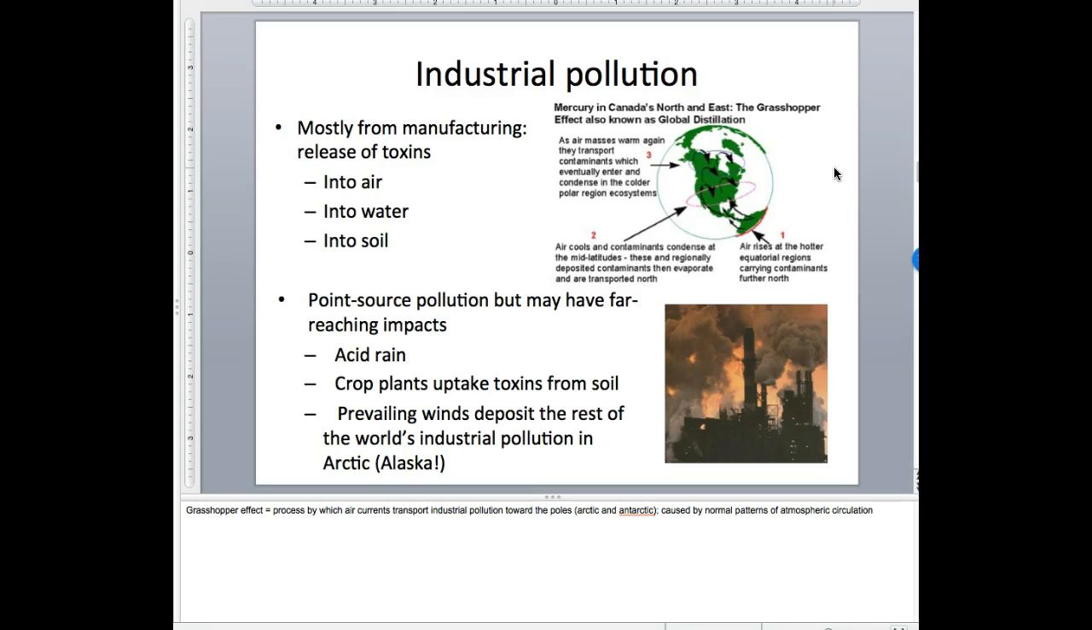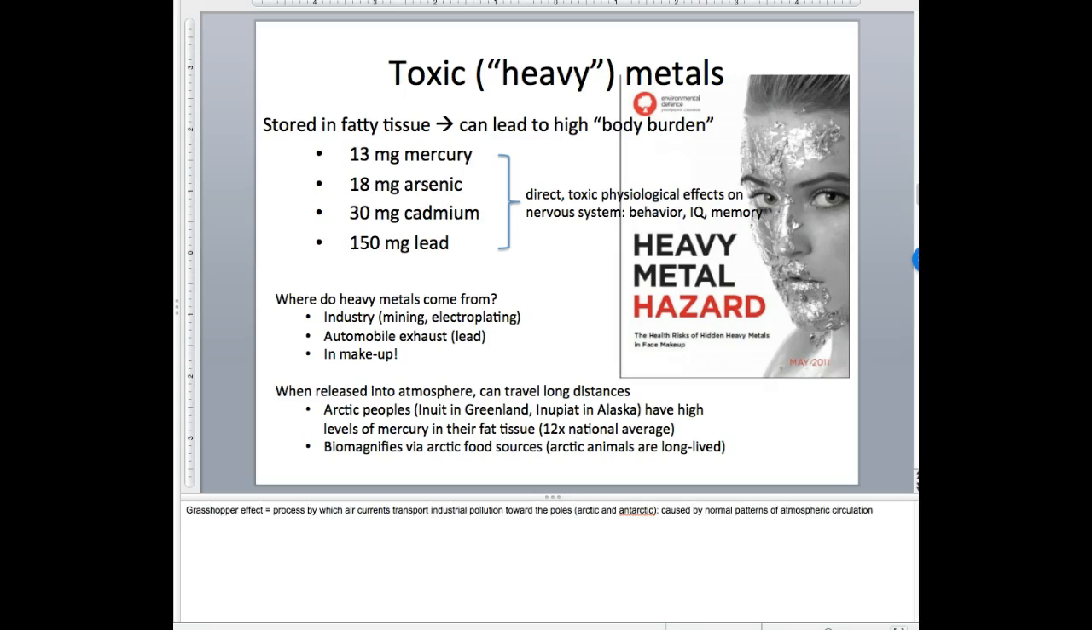So these prevailing winds and atmospheric circulation can cause deposition of these industrial pollutants all over the world. And one of the worst places, believe it or not, is subarctic western Alaska and northern Alaska, where some of our Inuit or Inupiat populations have levels of contaminants in their blood that are far, far greater than any place in the temperate and tropical regions. So what types of industrial pollution do we have?